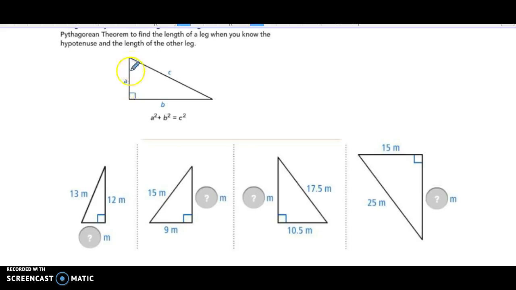And our shortest side we're usually going to call A. Our medium length side we're going to call B. And our hypotenuse is always C, and it's always across from the right angle. It's always the longest side in a right triangle. So here's how it works.